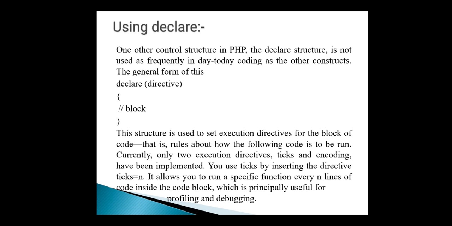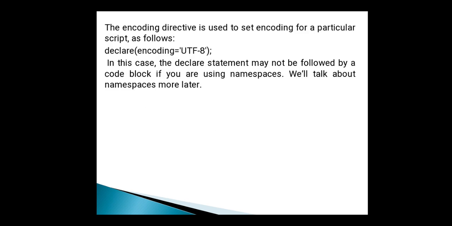You use ticks by inserting the directive ticks=n. It allows you to run a specific function every n lines of code inside a code block, which is principally used for profiling and debugging. So using declare, you can run the entire code within the block of statements. The encoding directive is used to set the encoding for a particular script, such as declare(encoding='UTF-8'). In this case, the declare statement may not be followed by a code block if you are using namespaces.